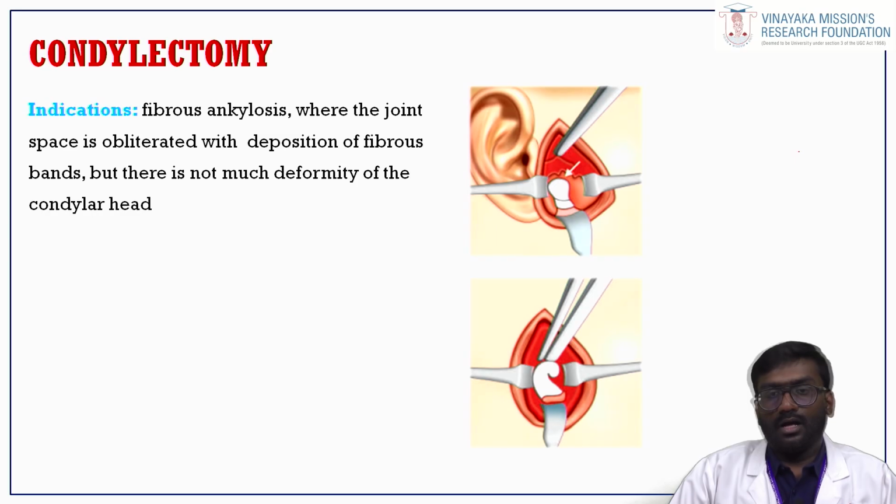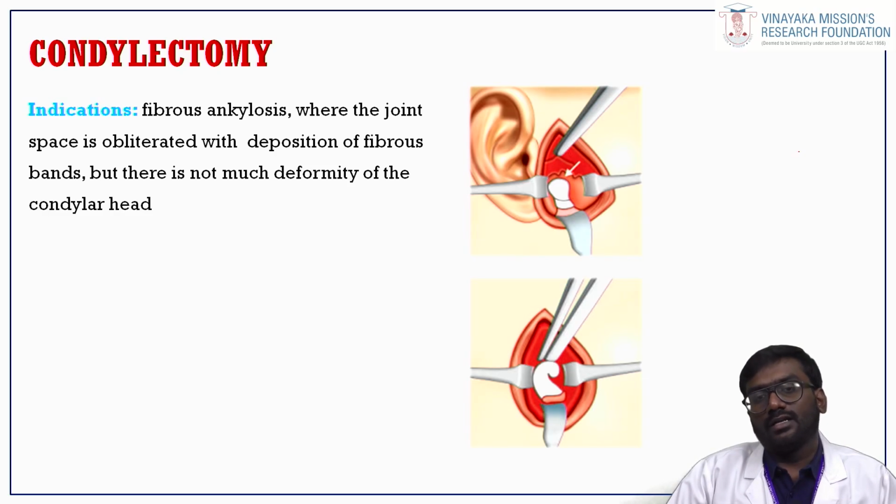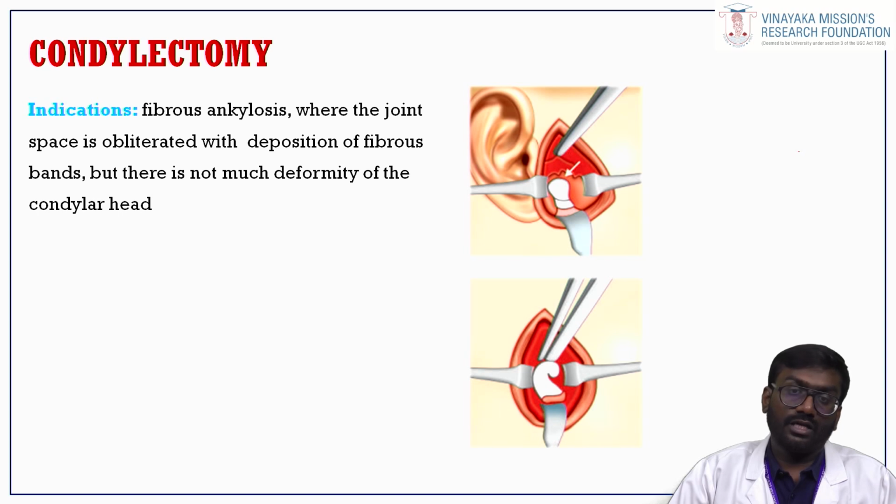Here, by the term condylectomy, we can understand that the condyle is still present. It could be type 1 in Sawhney's classification, where only fibrous adhesions are there and the condylar morphology is not changed. It is not replaced by the ankylotic bony mass. So the condyle is removed and fibrous adhesions are removed. The indication is a fibrous ankylosis where the joint space is obliterated only by the fibrous band and there is no deformity of the condylar head. You cannot do this procedure in a type 2, 3 and 4 ankylosis.